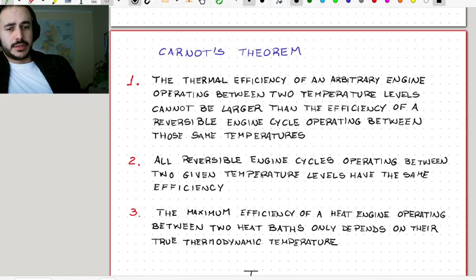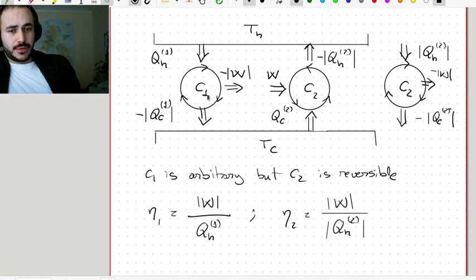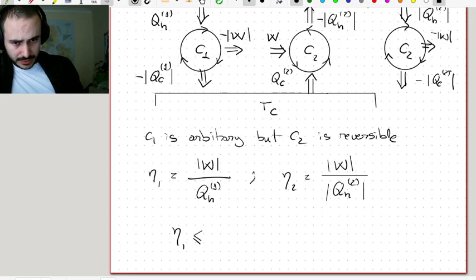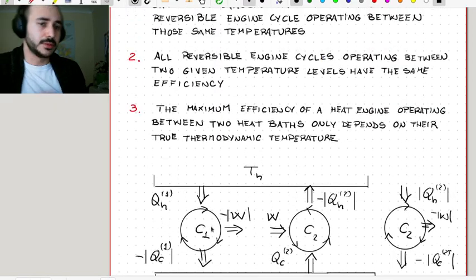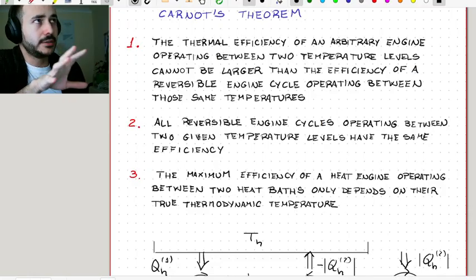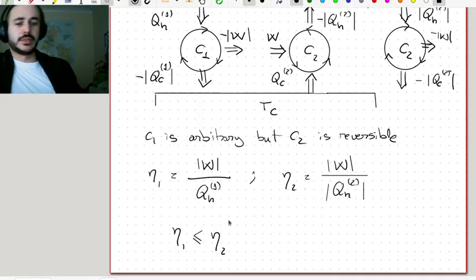Now, what does the theorem say? The theorem says that the thermal efficiency of any thermodynamic cycle, eta 1, for instance, can never be larger than the thermal efficiency of a reversible cycle operating between the same heat sources. So what this is saying is that eta 1 is smaller or equal than eta 2. Emphasize "or equal", because it doesn't say it has to be smaller. It says it cannot be larger. Cannot be larger is not the same thing as smaller or equal. Okay, so that's important to put in there. So this is what the theorem says.